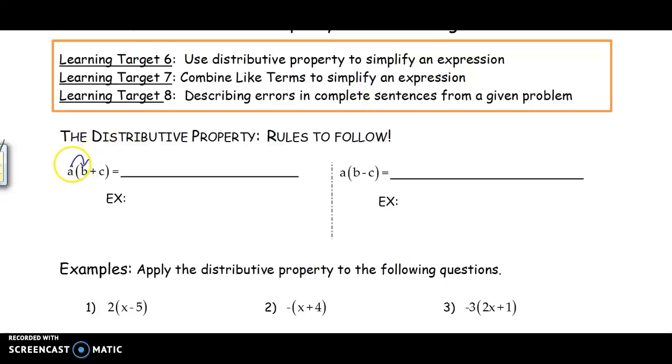If you have a number outside the parentheses, you have to distribute it to both numbers on the inside. So A times B would be AB plus A times C, so AC. Same thing follows here. A times B is AB, but here you have a negative C, so that is going to change this to minus AC. All right, we're not going to worry about the examples here.